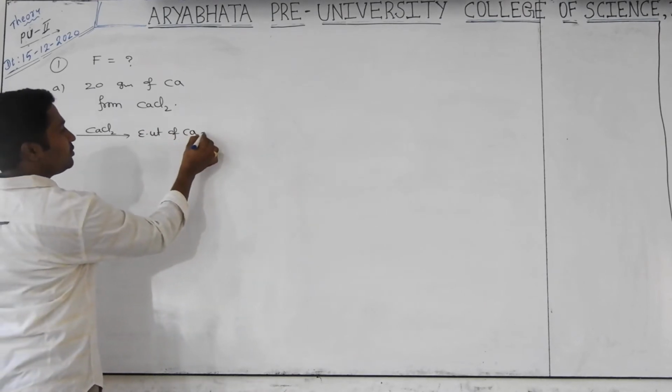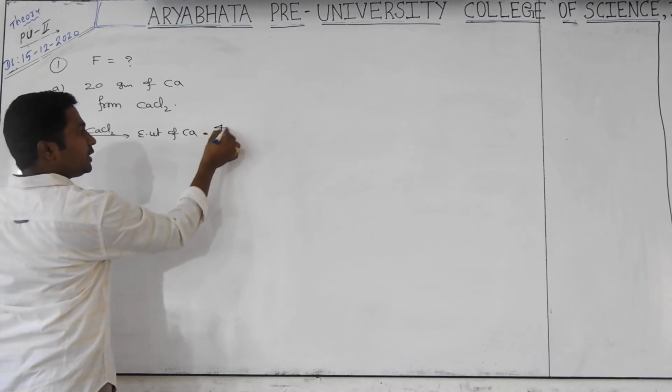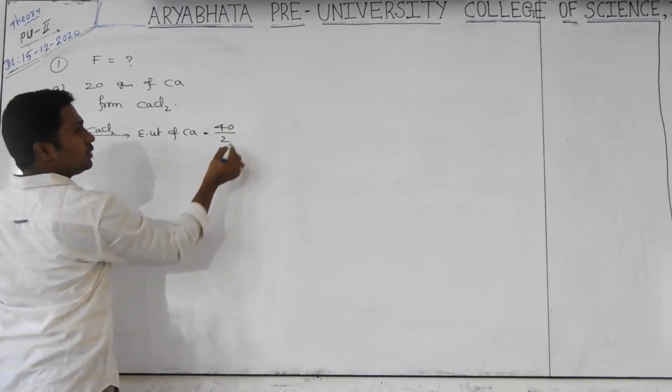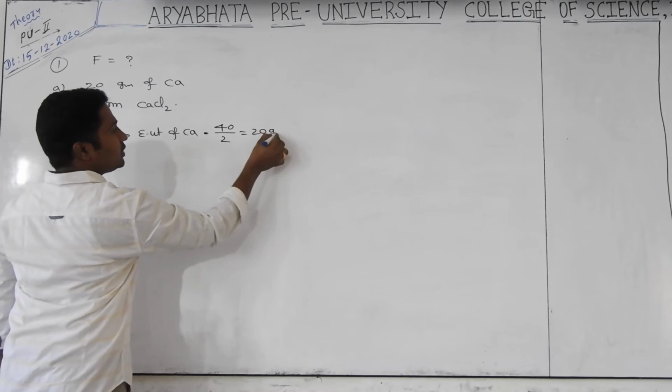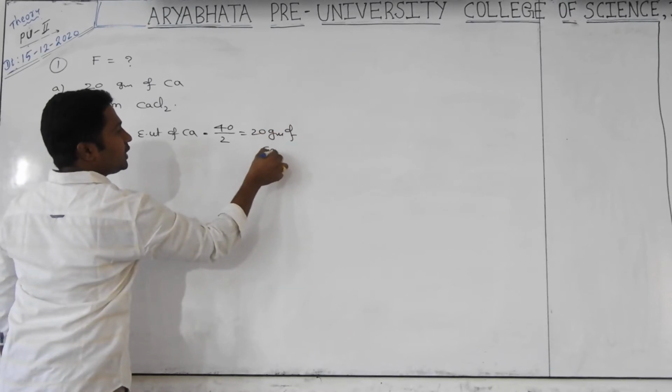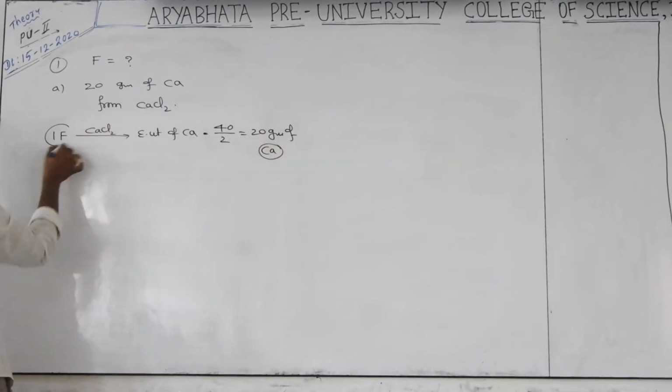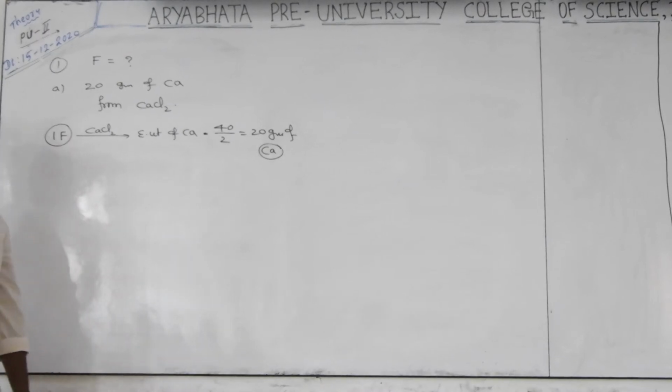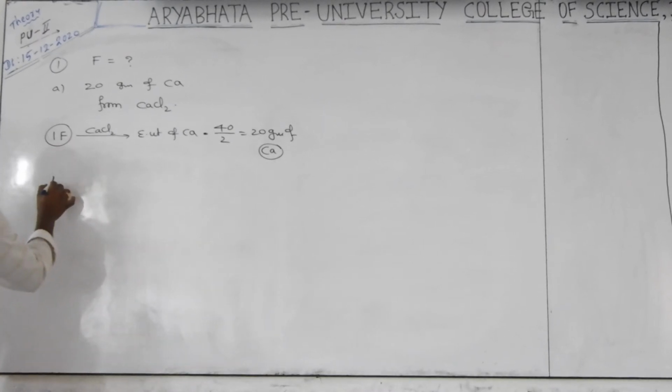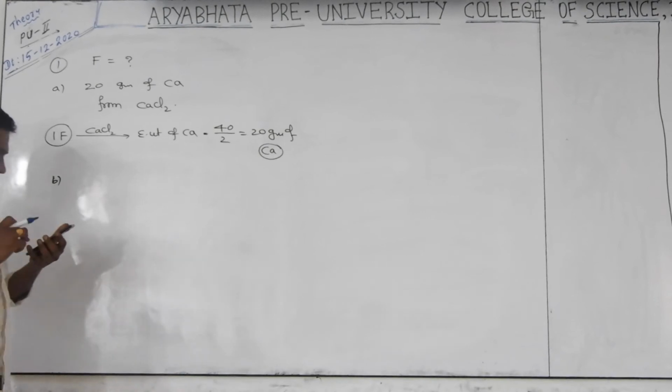The equivalent weight of calcium is the atomic weight divided by its valency 2, which is nothing but 20 grams. That's what he is asking. If you want 20 grams of calcium, you have to send how many Faradays? 1 Faraday. Yes. Next question, see carefully.